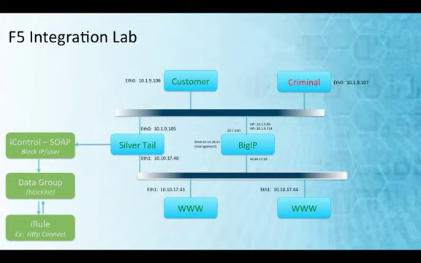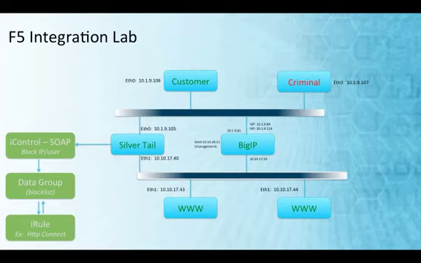What we're doing in terms of the lab, we have a couple of test boxes up top there. One's labeled customer, one's labeled criminal. We've got the big IP below that, which is going to receive the traffic on a virtual IP address and then load balance that across the two www boxes at the bottom. So when we see something interesting from a SilverTail perspective, we're going to generate a SOAP call using F5's iControl code, reach right into the big IP, and generate that SOAP call, which is basically just a quick call to say, hey, block this user IP.